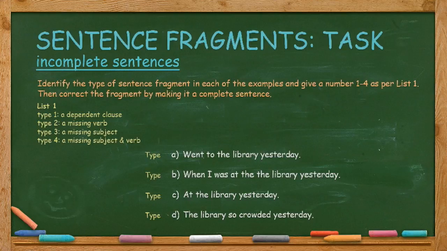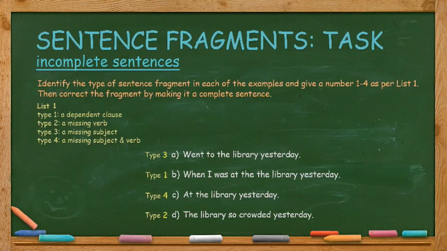A, went to the library yesterday is type 3, a missing subject. B, when I was at the library yesterday is type 1, a dependent clause. C, at the library yesterday, type 4, a missing subject and verb. And D, the library's so crowded yesterday, type 2, a missing verb.